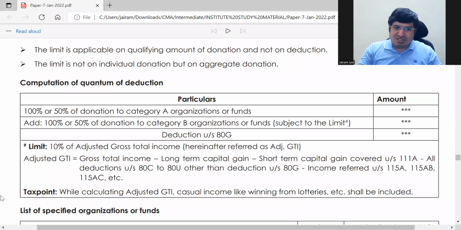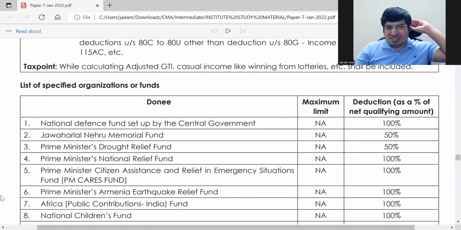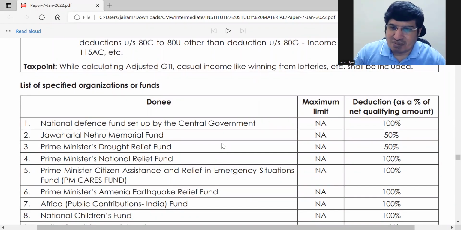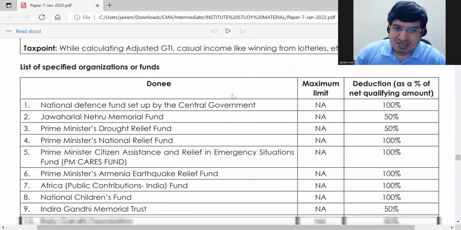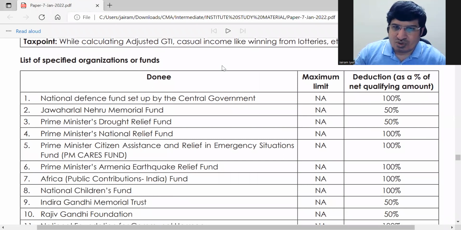Okay, so this is the list of specified organizations. Their maximum limit is NA, which means it is a category A organization. ठीक है. So you can just go through this, just read it once. That's it. You don't need to remember each of these. यहाँ पे some small tips I'll give you. Wherever you have Jawaharlal Nehru, Indira Gandhi and Rajiv Gandhi, they are of one family, right? So for all three of them, the deduction is 50% only.